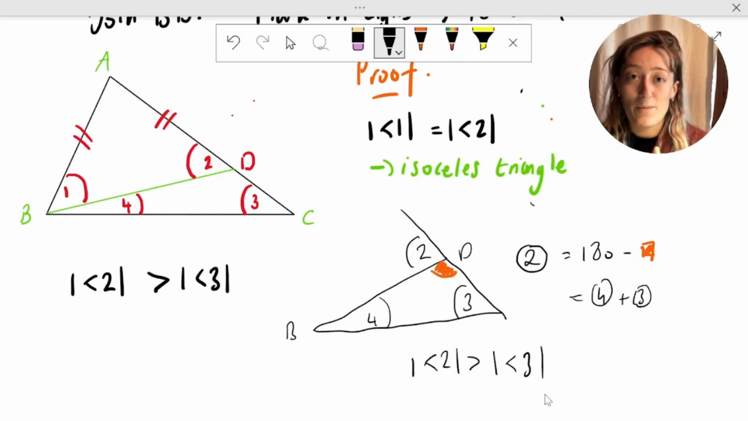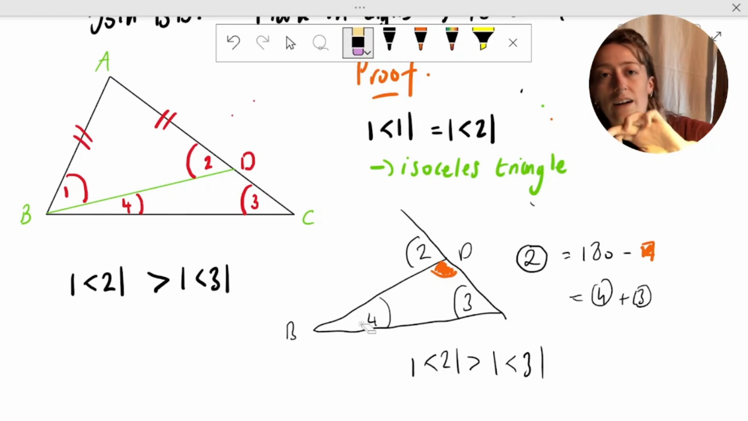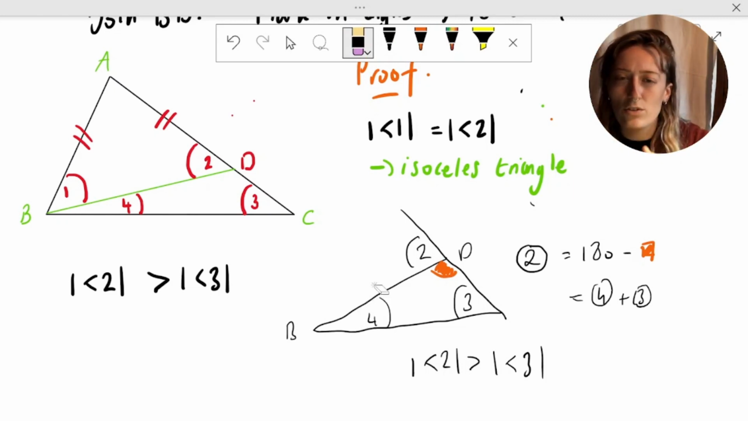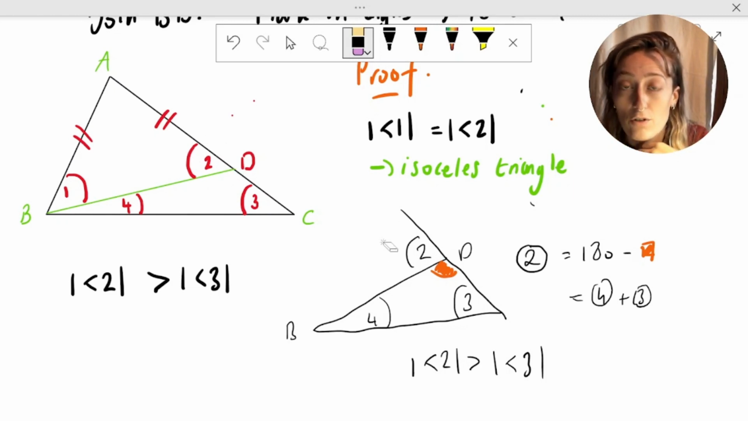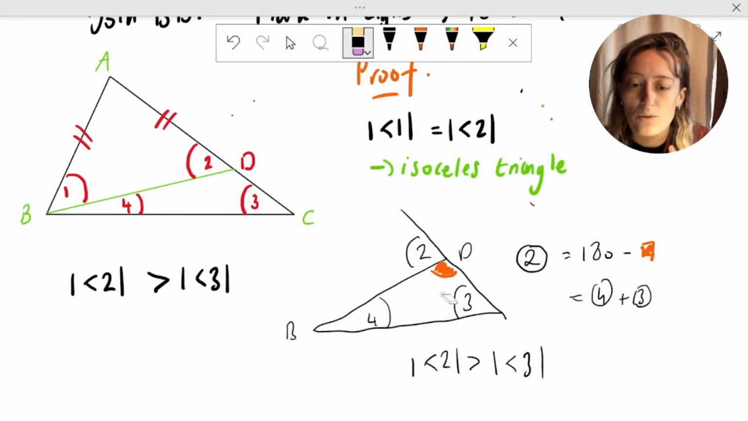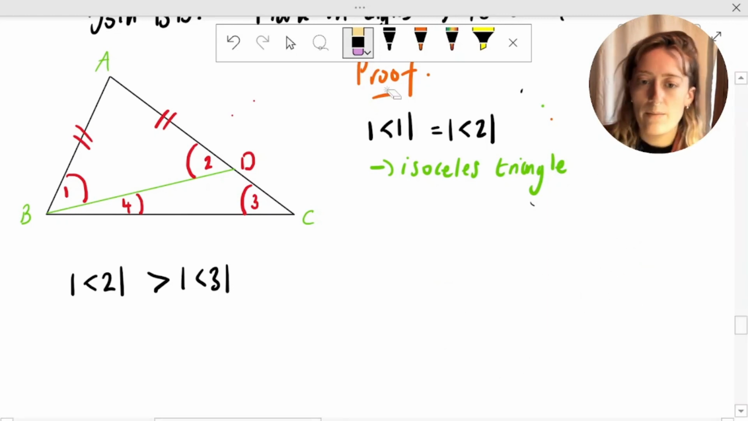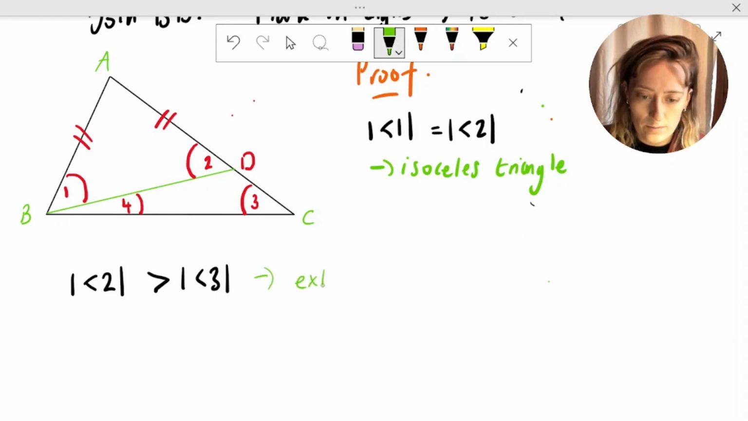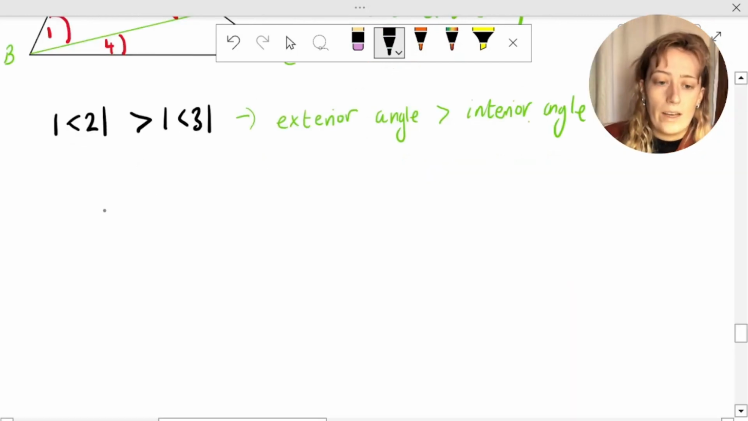Now you don't need to draw this diagram in your exam. What we can do is say this is due to the rule that an exterior angle is greater than an interior angle. What I've just described is this rule: an exterior angle, which sits outside of a triangle, is greater than either one of the two interior opposite angles. Then I can give my reasoning again in green as usual, which is that an exterior angle is greater than an interior angle.